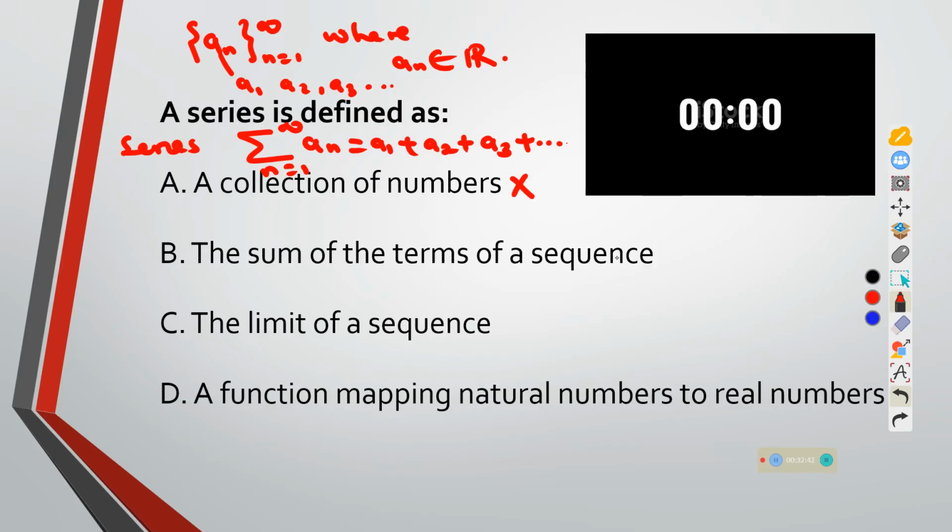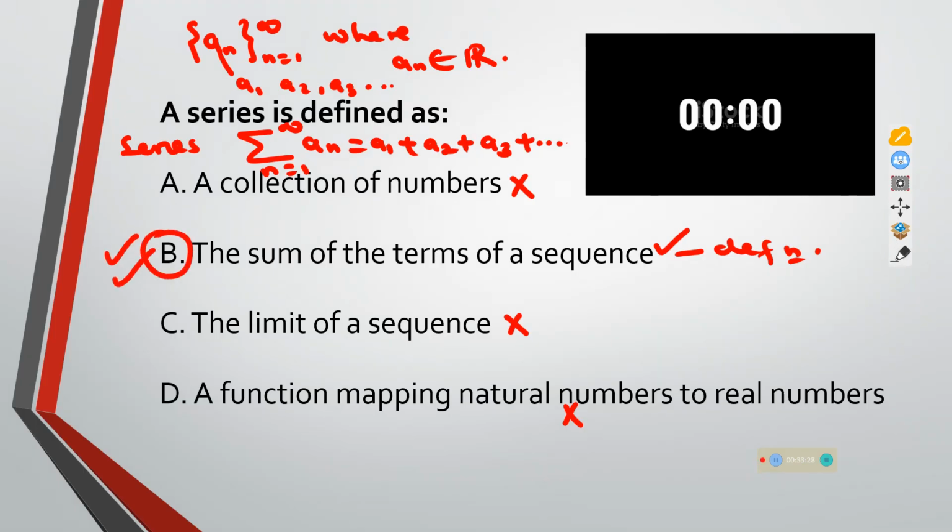B, the sum of the terms of a sequence. This is actually correct because this is by definition. Then C, the limit of a sequence. This is incorrect because a series converges to a limit, but the series itself is the sum, not the limit value. So this will be out. When you look at D, a function mapping natural numbers to real numbers, this is incorrect because this defines a sequence, not the series. So basically, the correct option will be part B. Let us look at the next question.